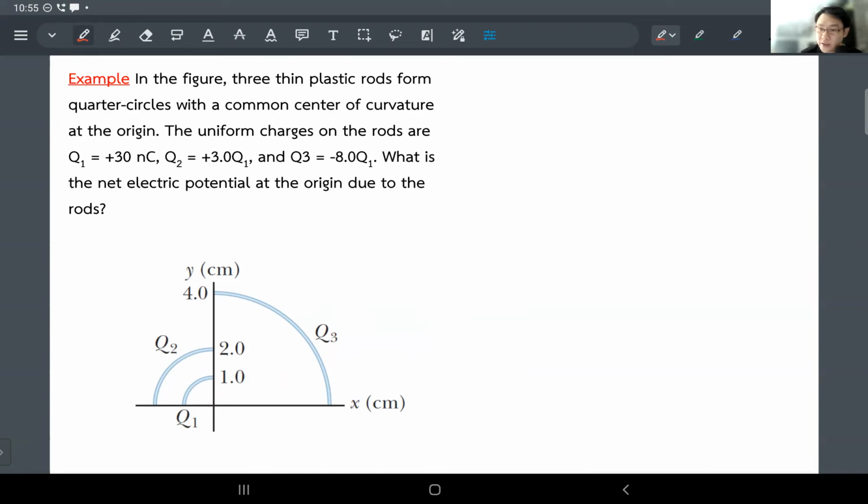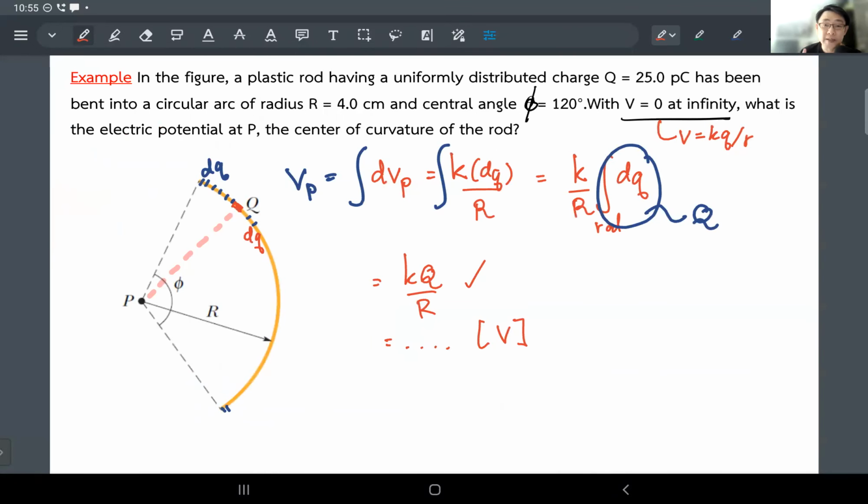Let's take a look at the question. The length of the rod and the angle don't matter. Correct, because they give you the total amount of charge already. But the length of the rod or the angle will come into the picture if instead of giving you the whole capital Q, they give you, remember guys, lambda, the charge per length, the charge density.